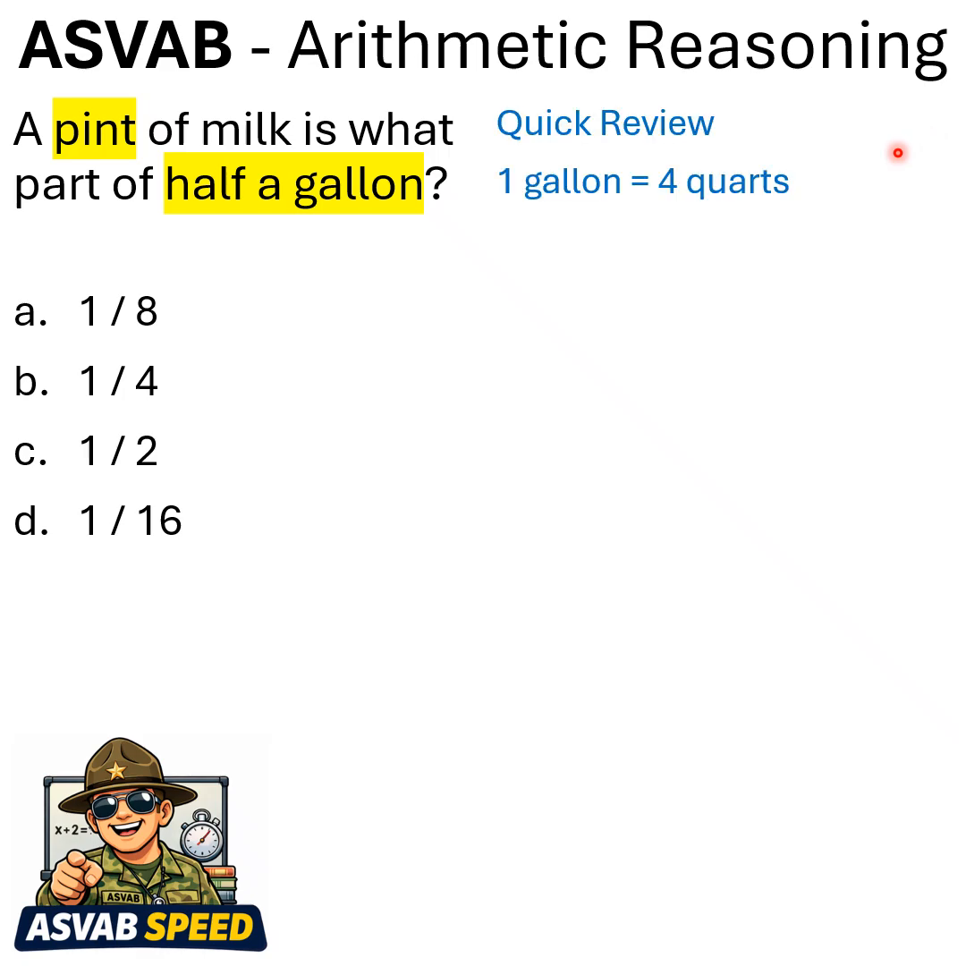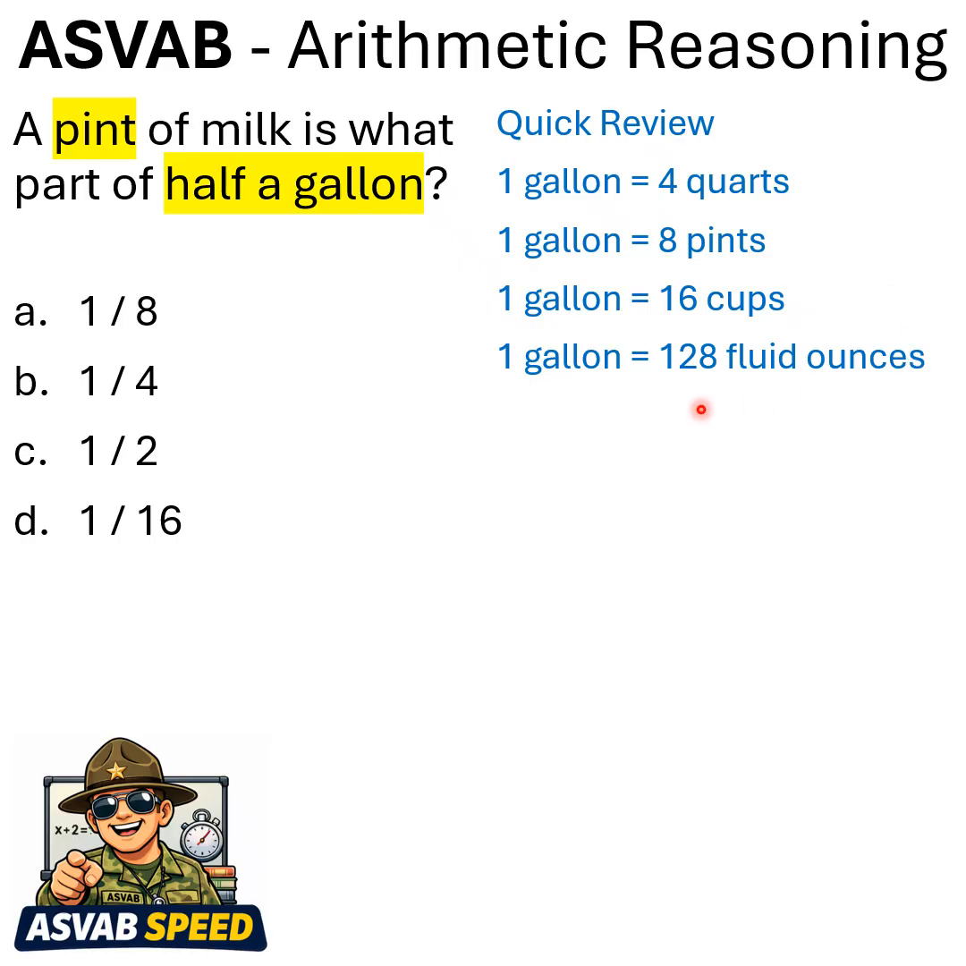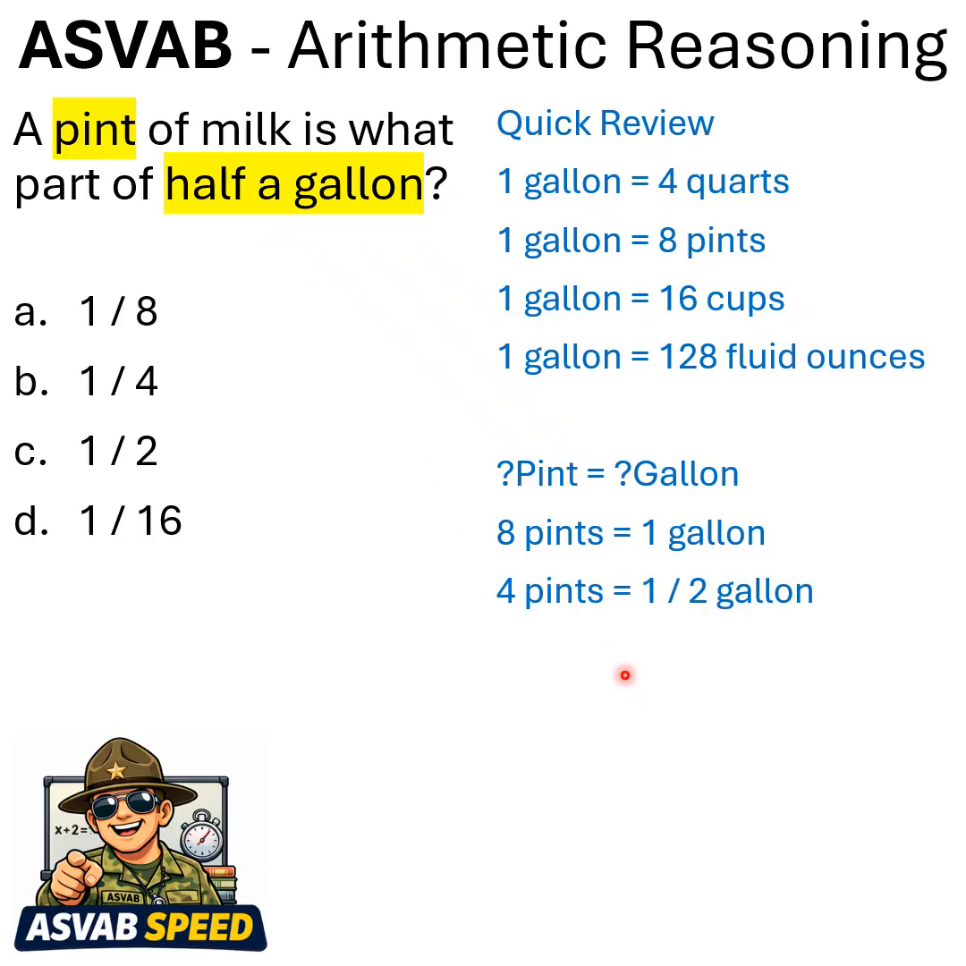Quick review. Gallon can equal 4 quarts, or 8 pints, or 16 cups, or 128 fluid ounces. You should memorize this for testing purposes. For today, we're doing pints versus gallon. We look up here, it's 8 pints. But for the question, we need half a gallon. So what do we do? Divide by 2. 4 pints equals half a gallon.